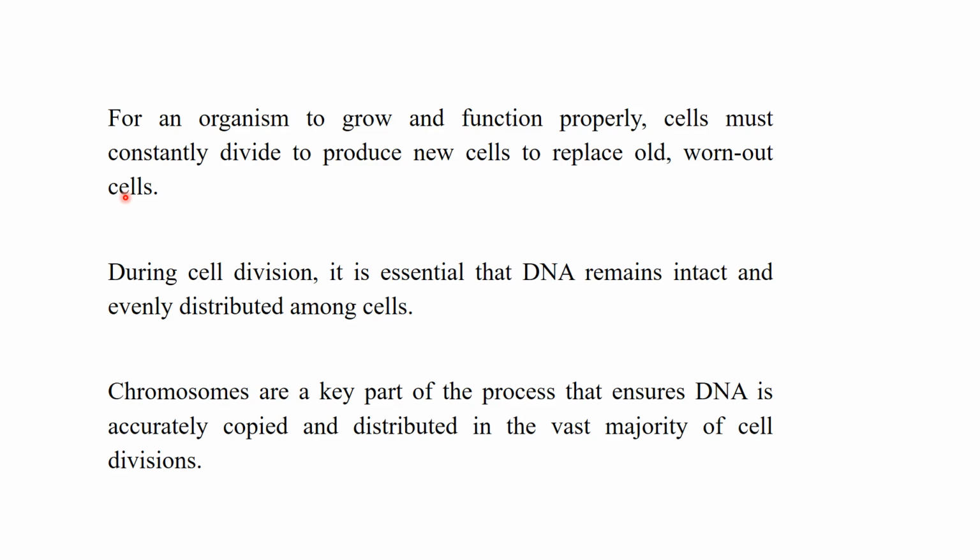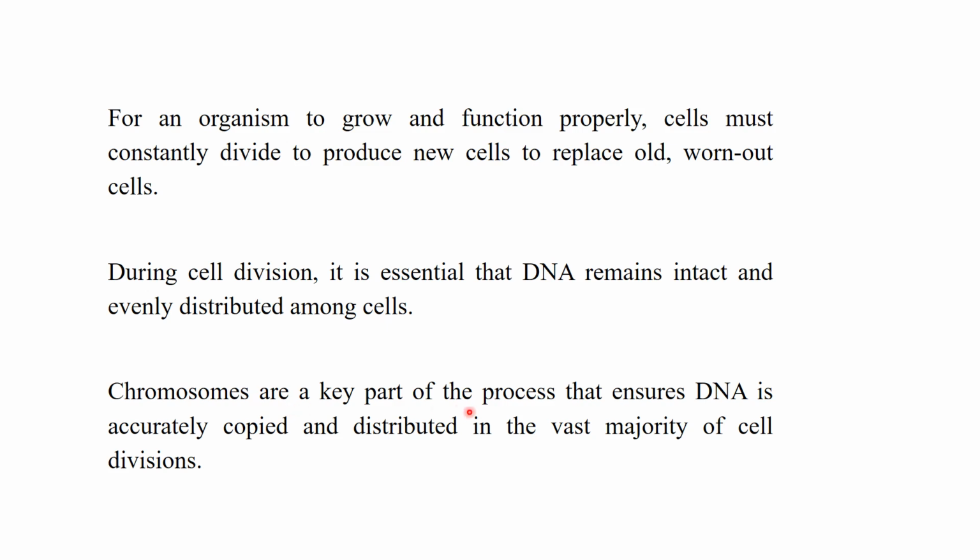So chromosomes maintain the equal distribution of the genetic material DNA in the daughter cells. During cell division, it is essential that DNA remains intact and evenly distributed among cells. DNA must be present in them, and evenly distributed, with an equal amount of chromosomes in every cell. The number of chromosomes in the daughter cell must be equal to the number of chromosomes in the parent cell. As many chromosomes as the parent has, the daughter cell should have the same. Chromosomes maintain this number and the amount of genetic material.